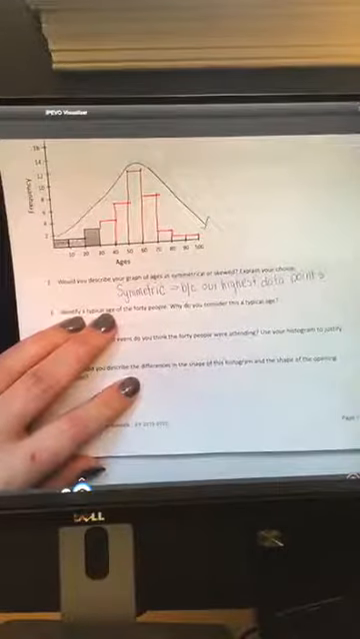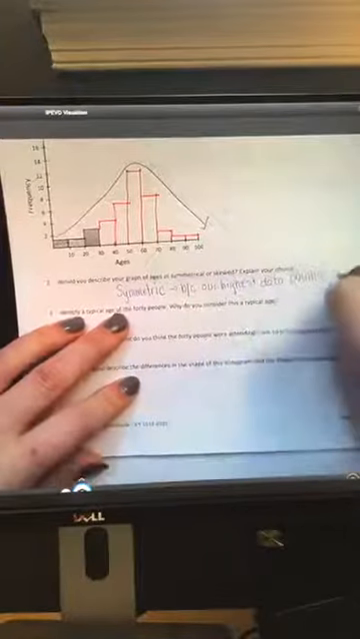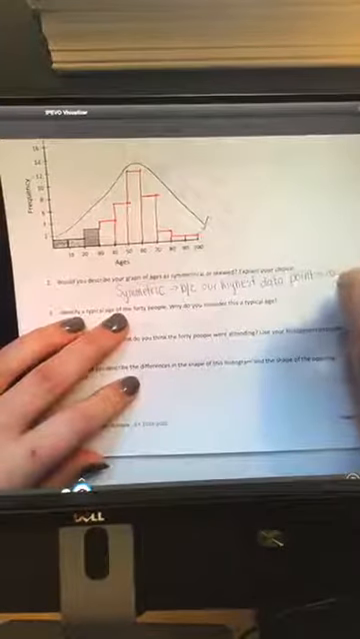It's okay, Sacred. I'm really tired today too, so I'm pretty sure I'm going to make some mistakes. So it's a symmetric graph because our highest data points are in the middle.